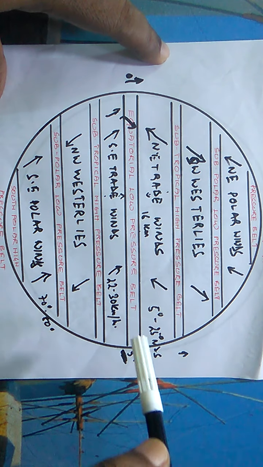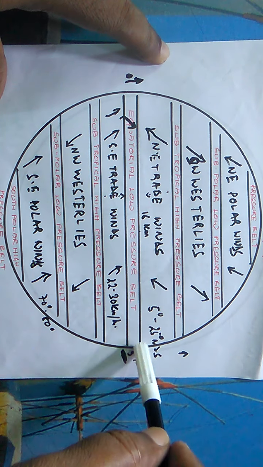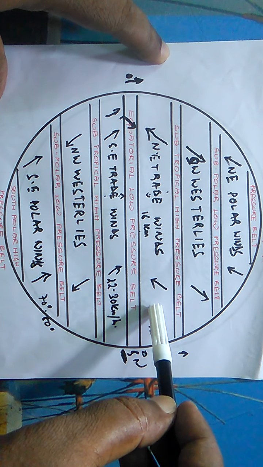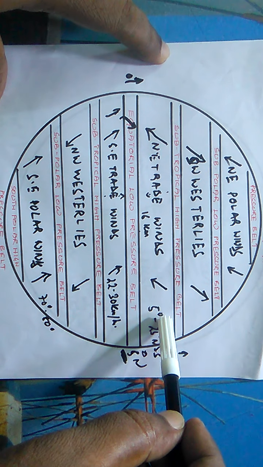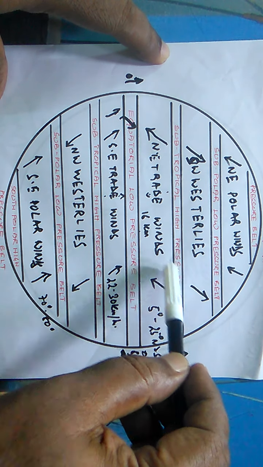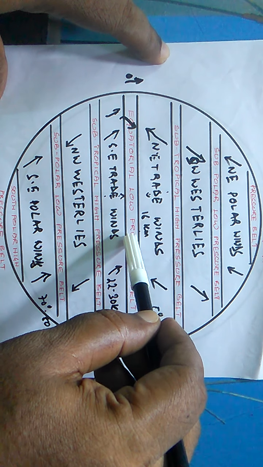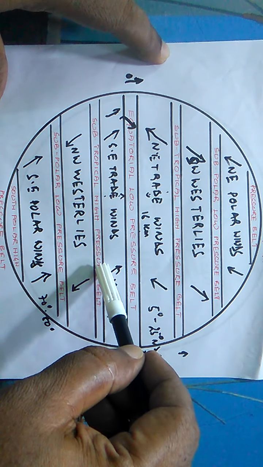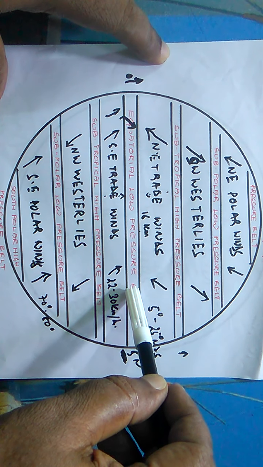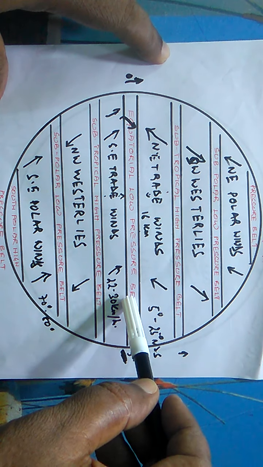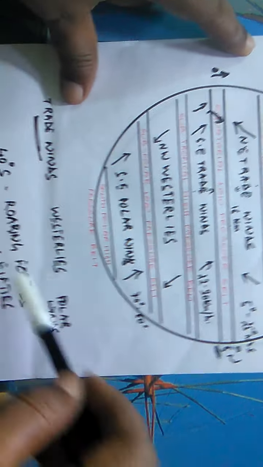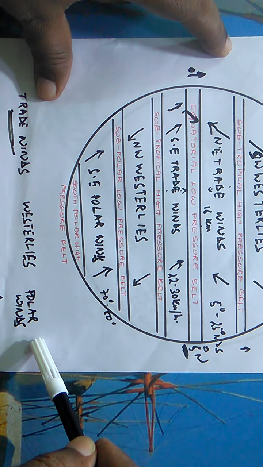pressure belts. Now you have also studied about the fact that from these pressure belts winds constantly blow from areas of high pressure to the areas of low pressure. Suppose this is a high pressure area, the wind blows towards the low pressure area. These winds, of course, we call the planetary winds. I hope you remember. And the planetary winds were of 3 types. One was, of course, trade winds, westerlies, and polar winds.